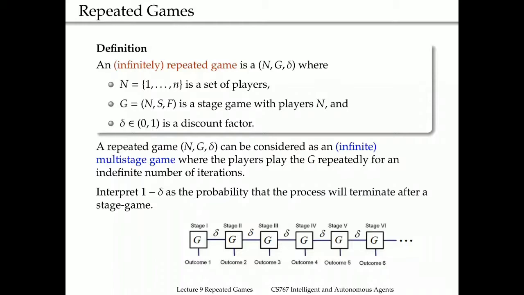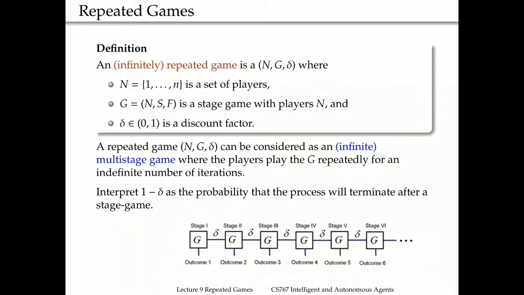Okay. Here again, we are concentrating on the case when we have infinitely many stages. In the literature of repeated games, of course, you can have finitely repeated games, but that's not what we are going to talk about in this lecture. Right. So, in order to represent this repeated game, what we need is just a set of players. We'll need a single normal form game as the stage game, because every stage is the same. And then we have a discount factor delta.